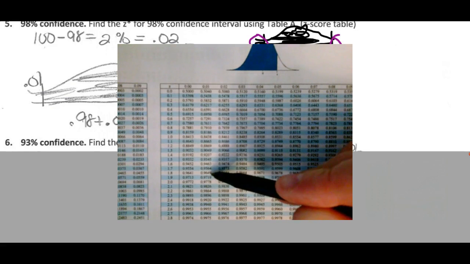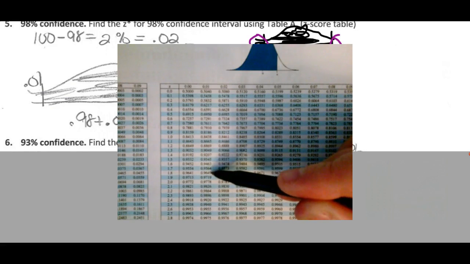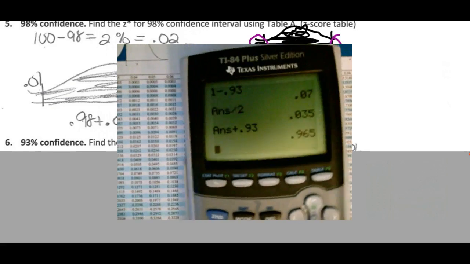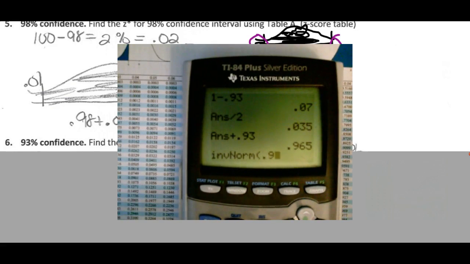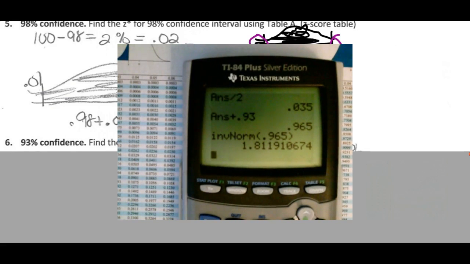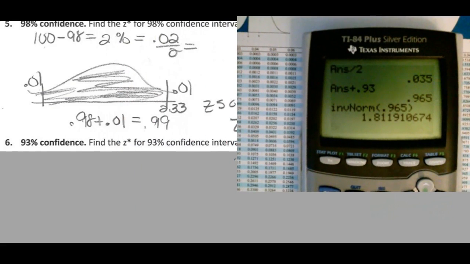0.965 is in between here and here, and it's really close to 1.81. Let's see what I get if I use my inverse norm in my calculator. Second vars, inverse norm, we had 0.965, and that gave me 1.81. So very close to what I found using the z-score table. Okay.